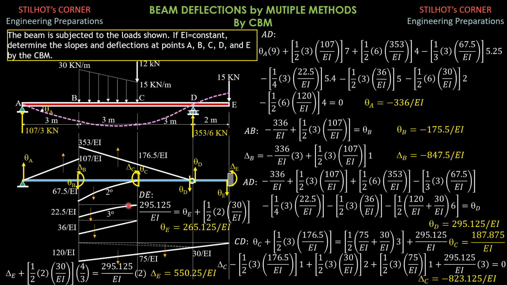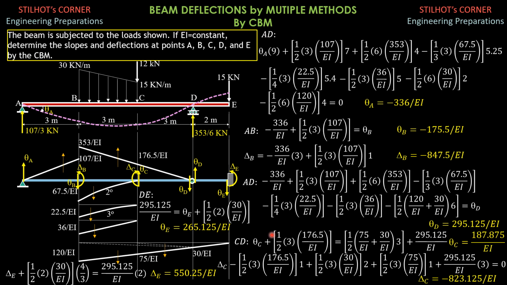Then minus the area of this third degree diagram, 1/4 of 3 times 22.5 over EI. This distance is 3 over degree plus 2. 3 over 3 plus 2 is 3/5 or 0.6. So its distance from D is 6 minus 0.6, so 5.4. Then minus the moment of this triangle, 1/2, 3 times 36. The moment arm, because this is 1 meter, 1/3 of 3, so that would be 5 meters.